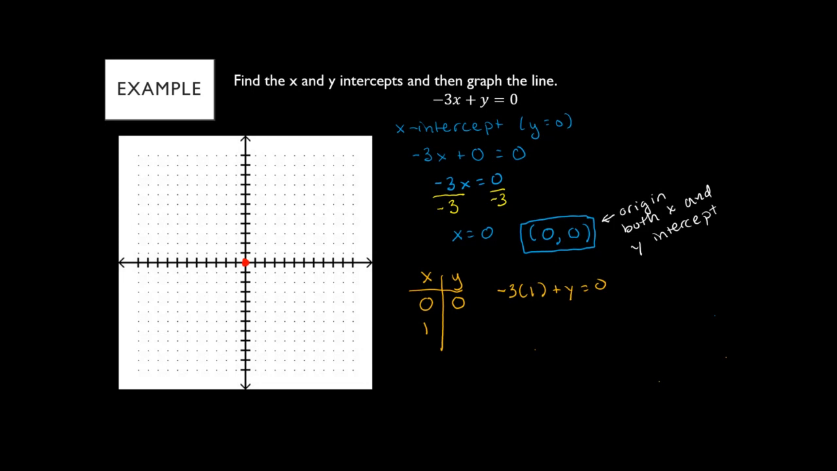So I'm going to plug this into my equation. We have -3 times 1 plus y equals 0. So -3 times 1 is -3, so we have -3 plus y equals 0. Now I need to solve for y, and I'm going to move the 3 so that I don't have negatives to deal with. So I'm going to add 3 to both sides, and that gives us y is equal to 3. So now I have a second point to graph: (1, 3).